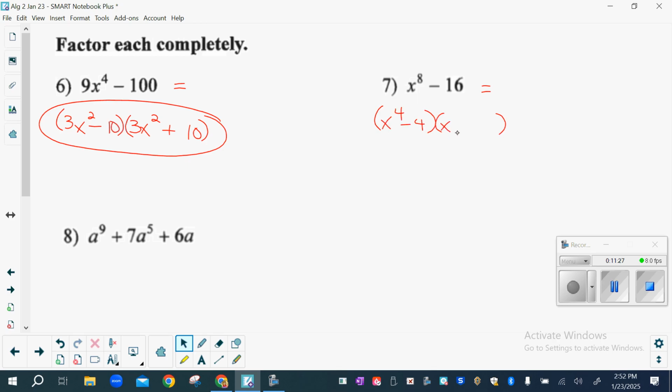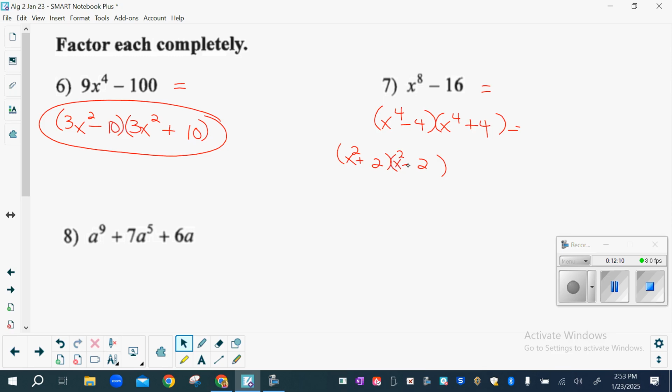Good. X to the 4th minus 4, x to the 4th plus 4. One of those factors again. Which one factors again? The minus 4 factors again. So this becomes, what's the square root of 4? 2. X, what's the exponent? Squared. And what are our signs? Plus and minus. A plus times a minus gives me a negative 4, right?